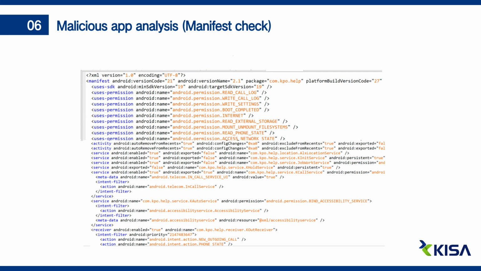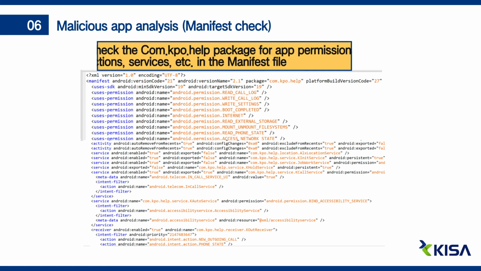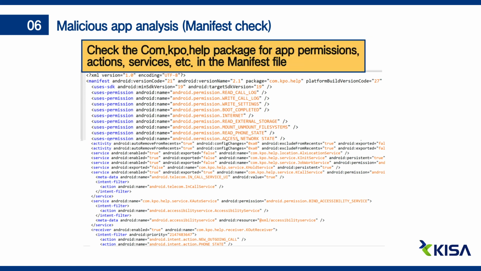Then we start analysis. In the picture of this slide, you can check the privileges, actions, and services of the app within the manifest file of the com.kpo.help package. The app disguises as a spyware scan application from the Korean National Police Agency. Thus, the app includes the Korean Police UI as its icon and includes KPO in the app name.